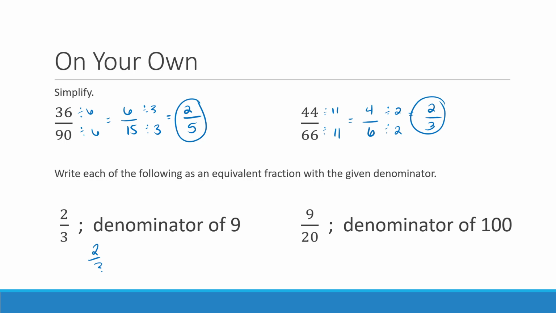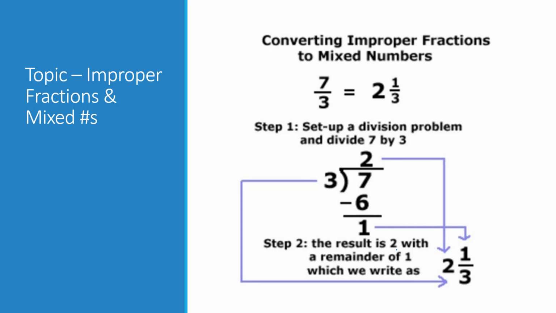If I rewrite 2/3 with a denominator of 9, I am multiplying by 3 to go from 3 times 3 would give me 9. So I need to multiply by 3 here as well. 2 times 3 would give me a new fraction of 6/9. 9/20, if I want a new denominator of 100, I am multiplying here by 5 in order to get to 100. So I need to do 9 times 5 as well, which is going to give me a new numerator of 45.